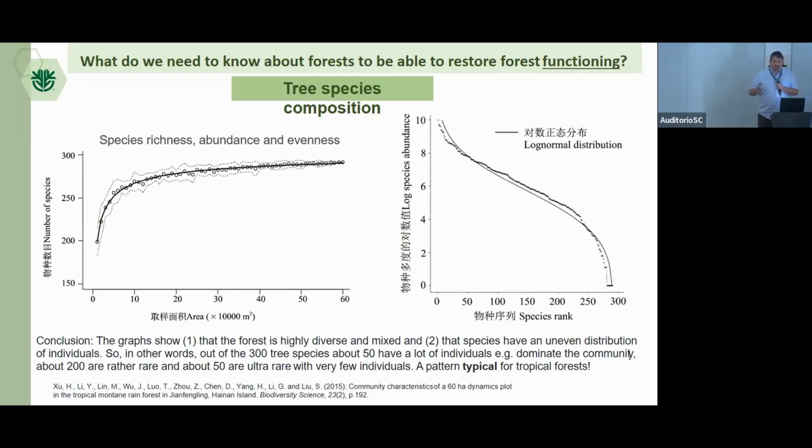The second curve is that species have an uneven distribution, which means that some species are really, really common and dominate the community, whereas others are fairly rare. And this is a very typical pattern in tropical forests. You have some fairly common species, but then a huge amount of fairly rare ones. So now, in restoration, what we're trying to achieve is to assemble a community artificially.